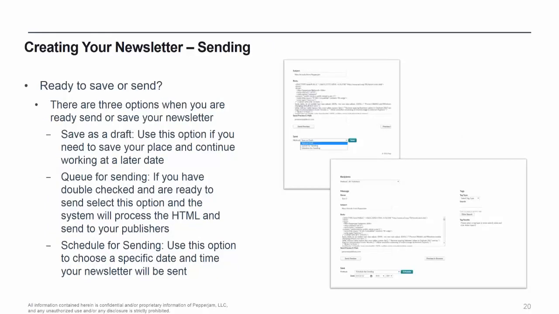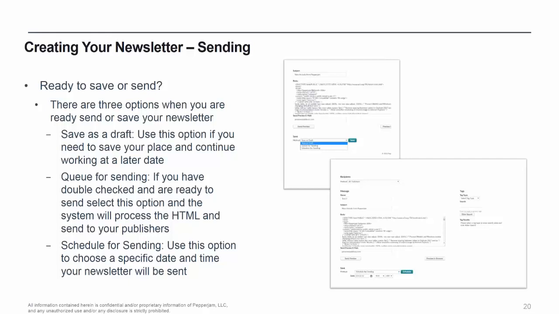And when you're ready to either save or send, there's a few options available. You can save it as a draft, so you want to use this option if you'd like to come back and revisit the newsletter later. You could queue it for sending, so if everything's double checked, you're definitely ready to send this out. The system will get ready to process that HTML and send your newsletter.